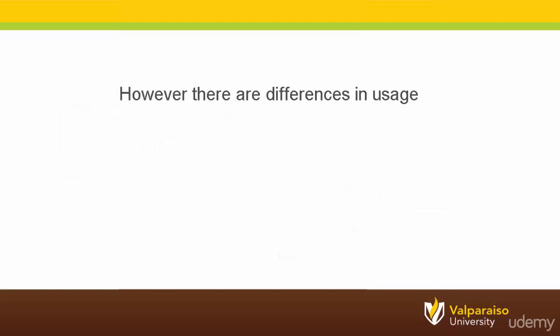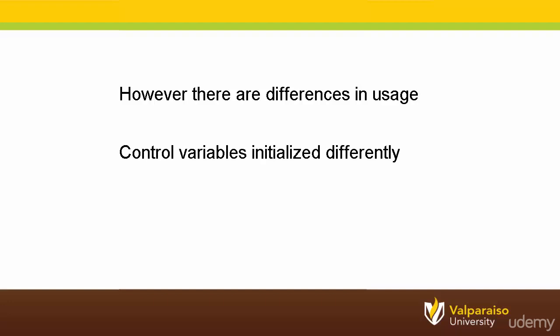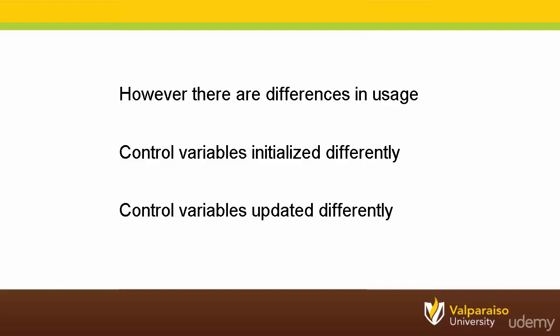However, they do have real differences in how we use them. Their control variables are initialized differently, and we have to update the control variables differently too. Therefore, when we are actually using them in our C programs, they do have real differences.